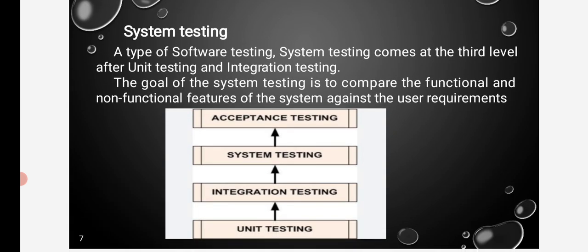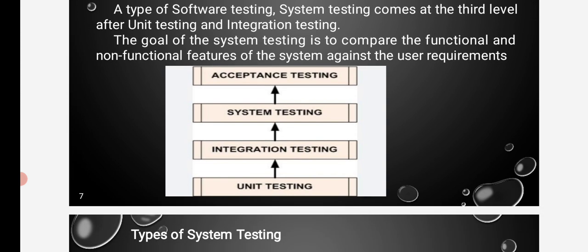Then system testing, a type of software testing. System testing comes at the third level, after unit testing and integration testing. The goal of system testing is to compare the functional and non-functional features of the system against the user requirements. So this is the block diagram of system testing.